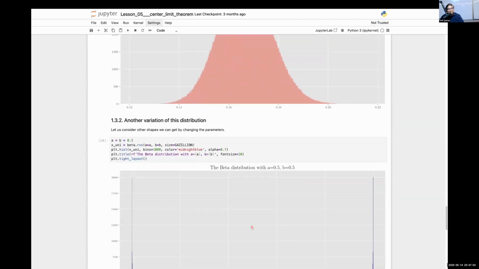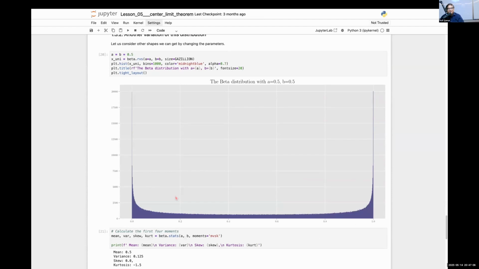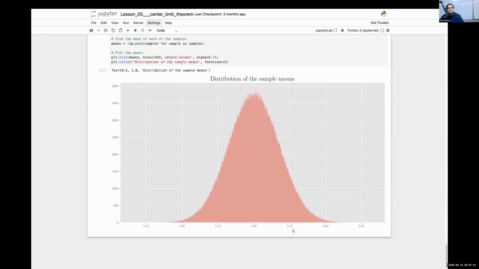Right? Isn't it remarkable? Even if you take a very weird distribution like this, called the bathtub distribution, or more formally the beta distribution, the same thing happens.